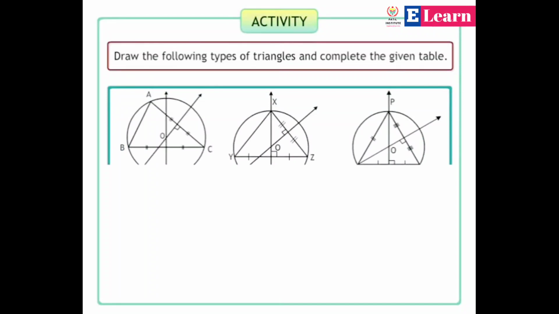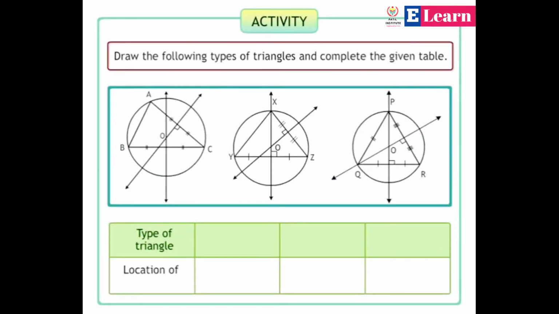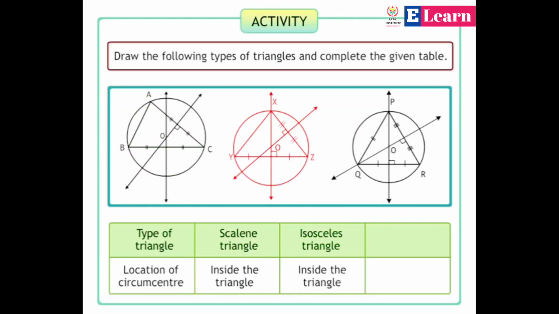Now let's solve another activity. Draw the following types of triangles and complete the given table. Answer. In the scalene triangle, the circumcenter is located inside the triangle. In the isosceles triangle, the circumcenter is inside the triangle. In the equilateral triangle, the circumcenter is inside the triangle.